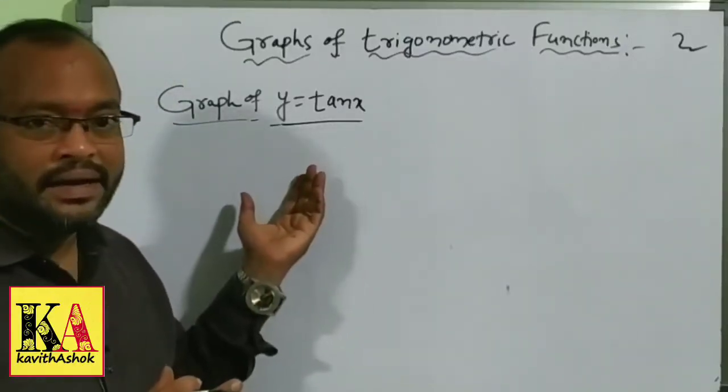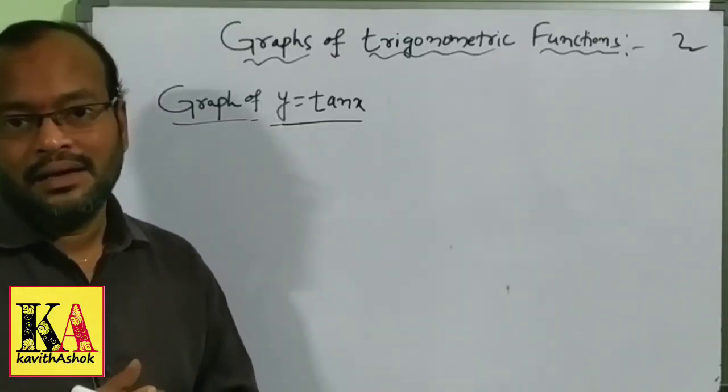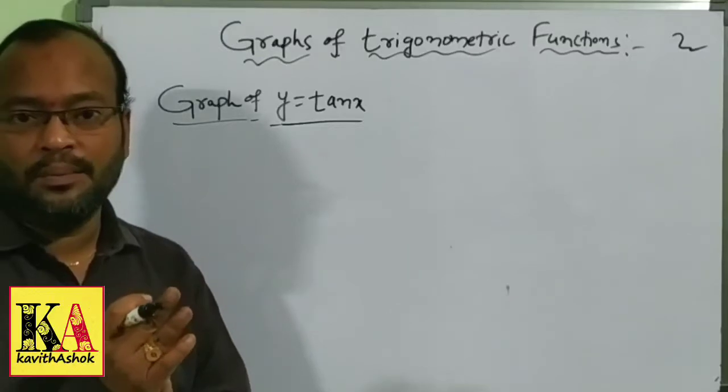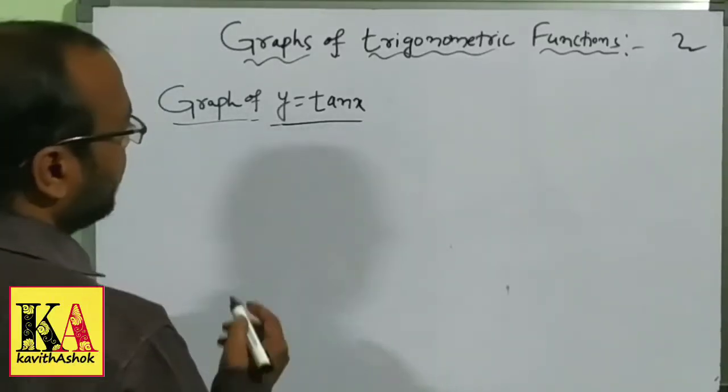Now I am explaining tan x. Cot x is homework. I will explain cosec, and sec is an example for that here. You have to complete that. Okay. Y is equal to tan x graph. Right. We will take the same graph.